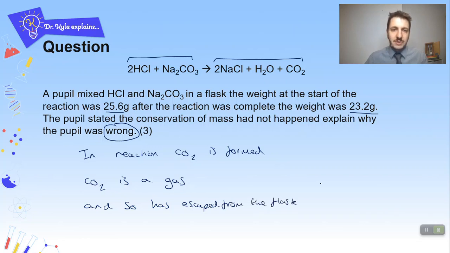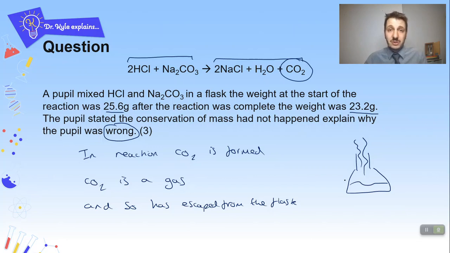Okay, and so what that means is the missing mass, from 25.6 to 23.2, is that CO2 there because it's a gas. If you imagine a conical flask here on the side, you've got your reaction going on inside it. CO2 is a gas, and so it would leave the flask, and therefore it would appear that the conservation of mass has not happened, that the mass has gone down, but because the gas has escaped from the flask, it should stay the same.